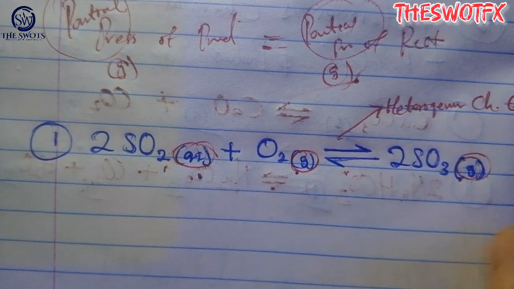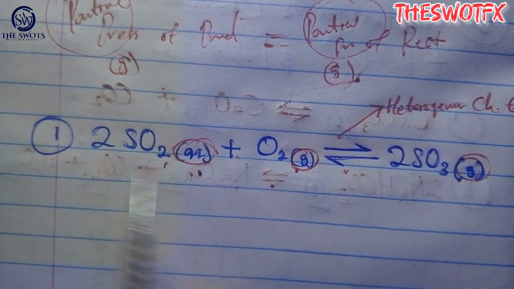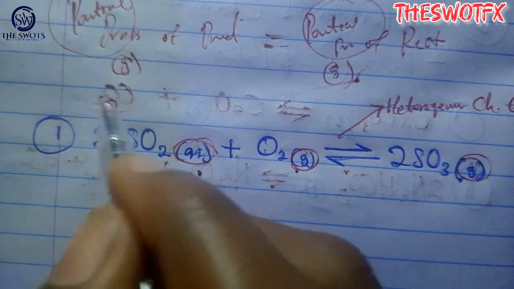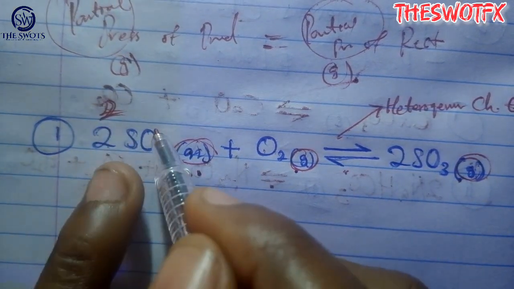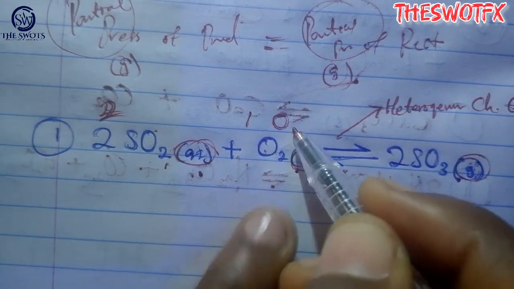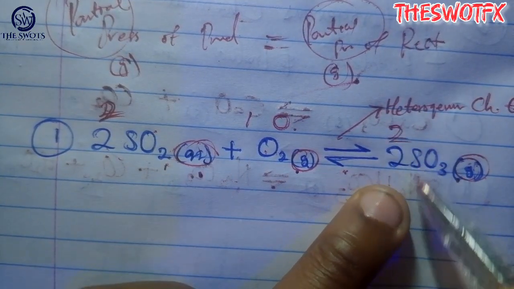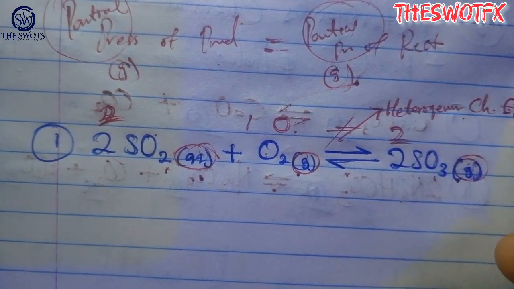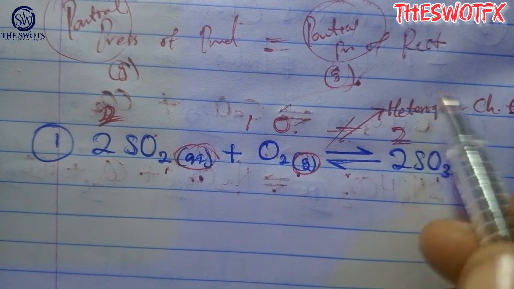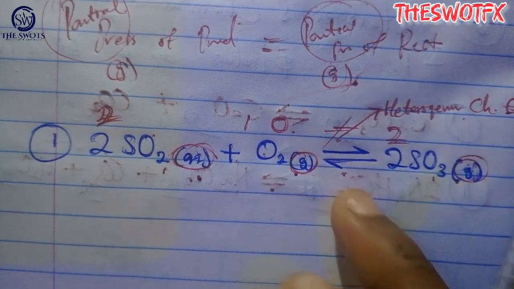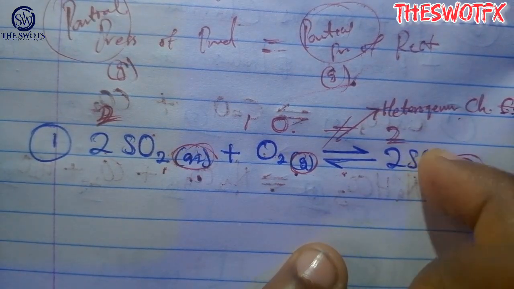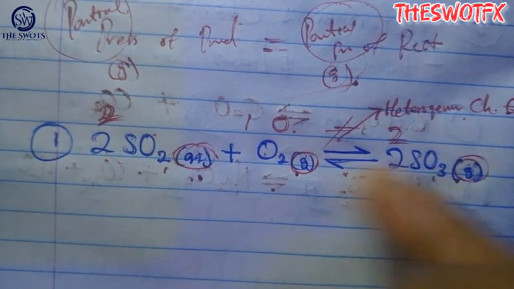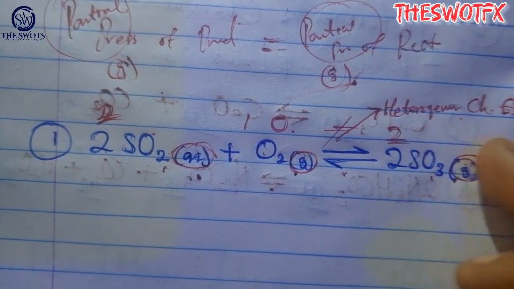Another thing to take note of is that we have 2 molecules of the reactant here, 1 molecule of this reactant here, and it gives us 2 molecules of the product. So this is the second form of heterogeneous chemical equilibrium. You can understand this when you watch my previous episode, where I talked about homogeneous chemical equilibrium.